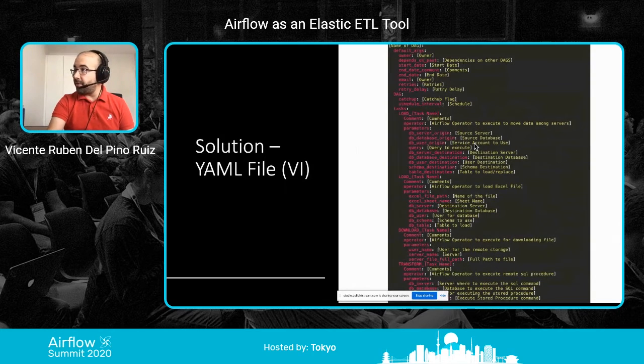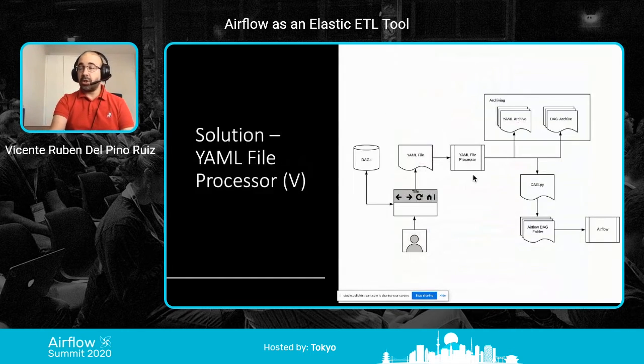So if I go to the one before, basically what the process is doing is, these are my default arguments, and I go task by task, and I say, what Airflow operator do I have to use? This one. Okay, happy days. What are the parameters that I have to pass? This, and this. Happy days. Boom. So this is what our YAML file processor does.